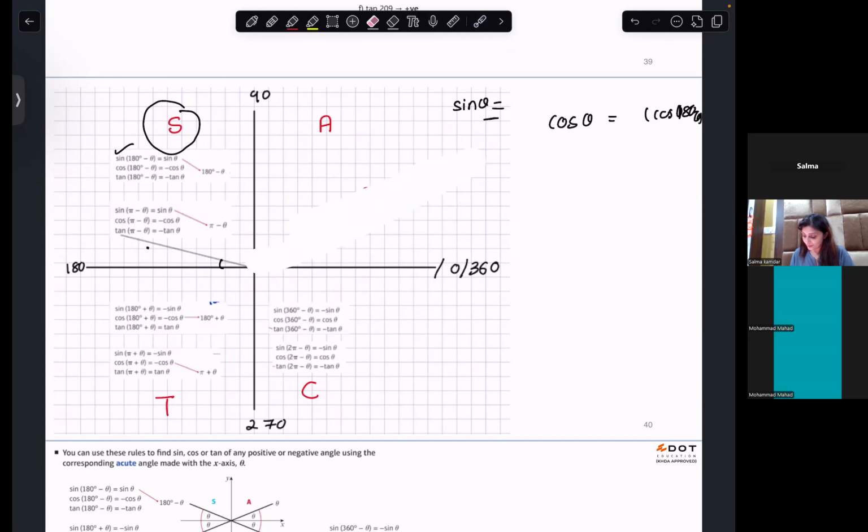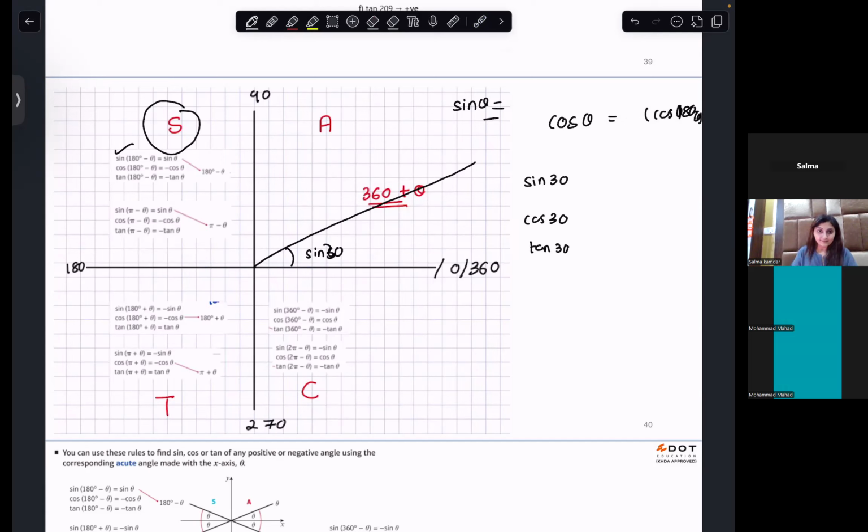And what does that mean? I'll tell you. I have sin 30, cos 30, and tan 30. If I want equivalent angles in this quadrant, equivalent 30 degrees, it would be sin 180 minus 30, cos 180 minus 30, tan 180 minus 30. But over here only sine is positive, so both of these will be negative.